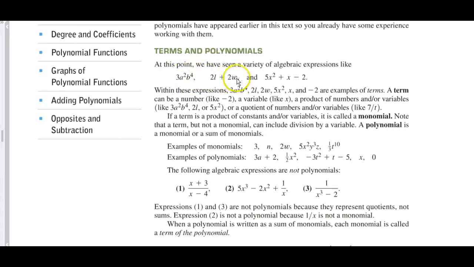Well, you're going to see things like this, and we've seen it a lot throughout the text already. Let's look at it a little more carefully. Now, we separate terms in algebra by either a plus or a minus sign. So here there's just one term, here there are two terms, and here there are three terms.